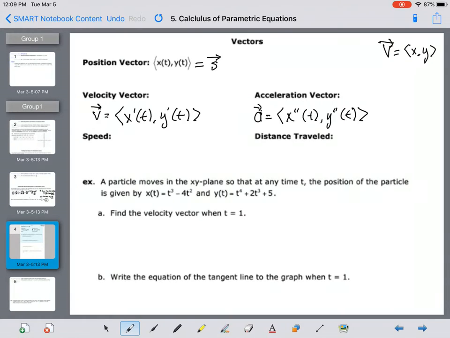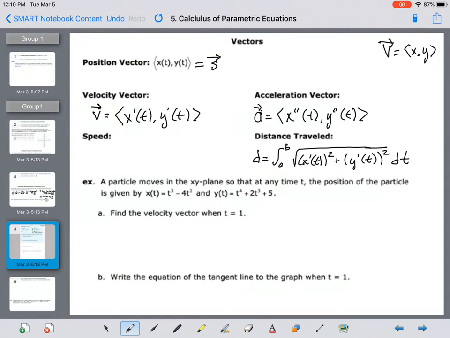Now, our distance traveled: because we're on a parametric curve, even though we're talking about vectors, our distance traveled is going to be the length of the curve that we traveled on. So for distance traveled, we can go back to the idea of arc length. Our distance traveled in parametric or vector form is the same formula we use for arc length: the integral from a to b of the square root of x prime of t squared plus y prime of t squared, with respect to t.